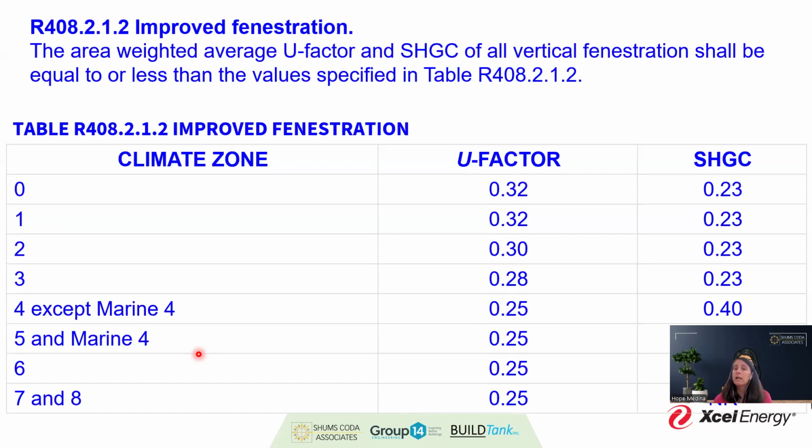Improved fenestration. These are the numbers that you would have to meet. Again, it says all vertical fenestration has to be equal to or less than what the values are showing here. So as you can see, for climate zones 5, 6, and 7, our U-factor would have to be 0.25. So that means if you're going with REScheck, the one thing that you would not be able to trade off and use as one of your additional efficiency points is your windows. So there's a lot more thinking involved with all of it.